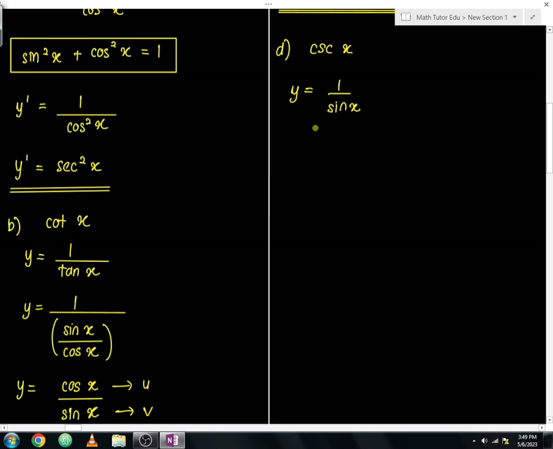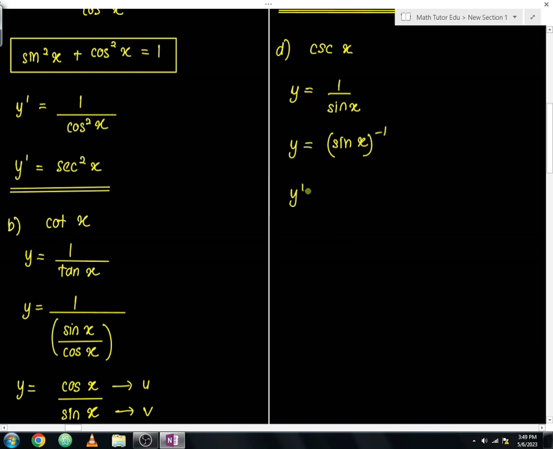Similar step as part C. So this 1 over sine x, which is in fraction form, you're going to change it into the index form. So from here y is equal to sine x to the power of negative 1. Okay, so the negative 1 you're going to times in front. So we're going to perform the differentiation.